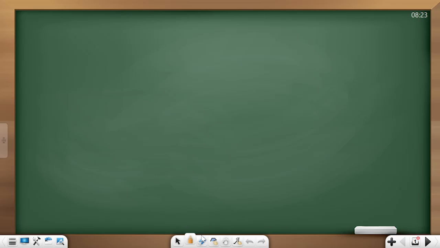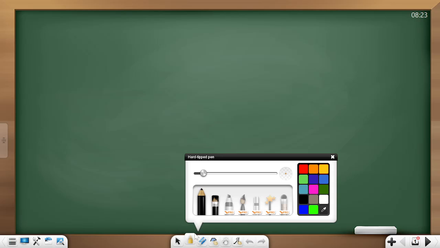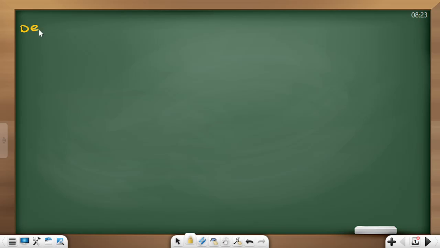In the last class, we learnt about equivalent rational numbers. Now, in this class, we are going to learn about decimal representation of rational numbers.